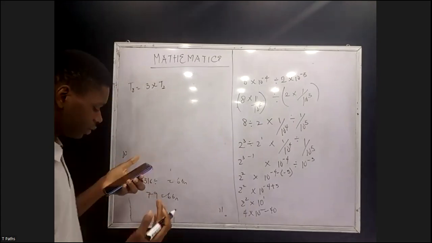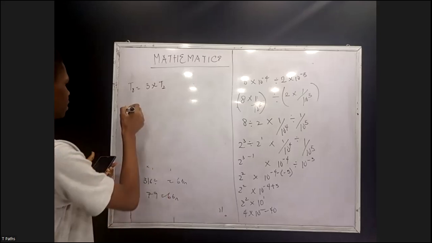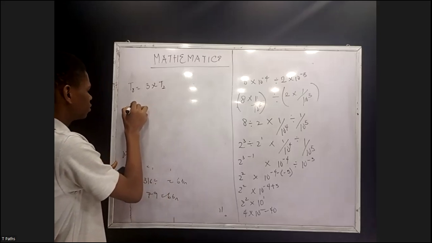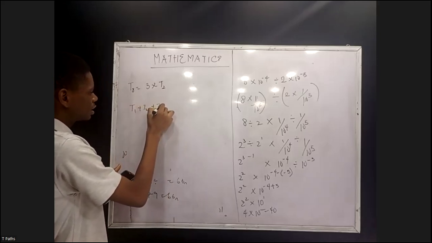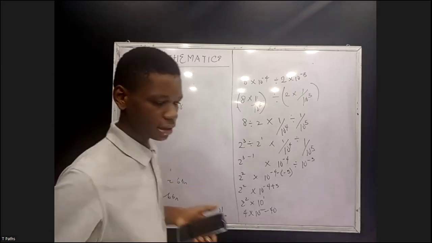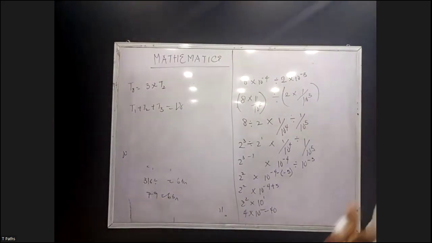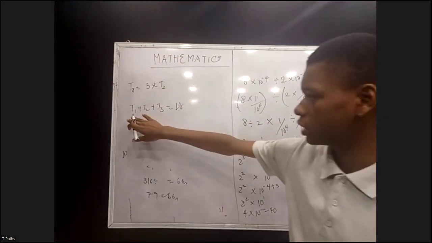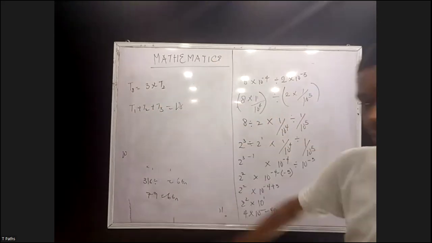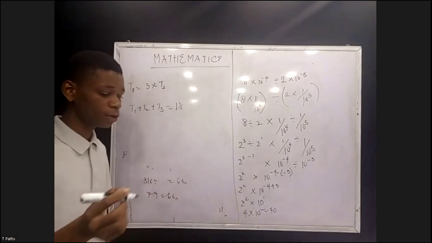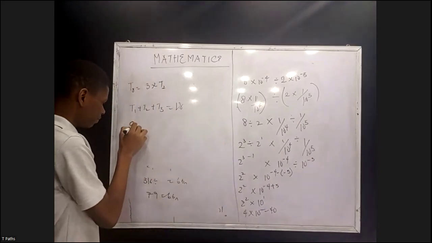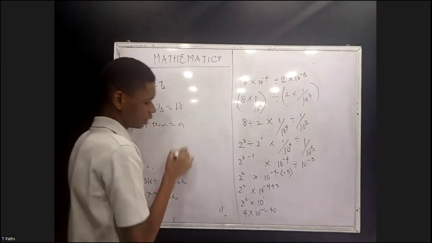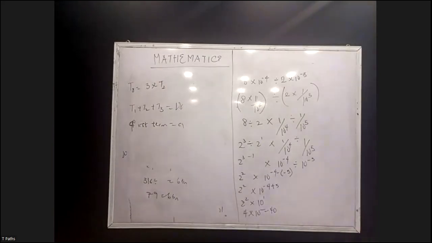The question continues, it says the sum of the first 3 terms is equal to 18. It means the sum of the first 3 terms, which is T1 plus T2 plus T3, is equal to 18. Find the first term. Don't forget the first term in an AP is represented as A. The first term is equal to A.